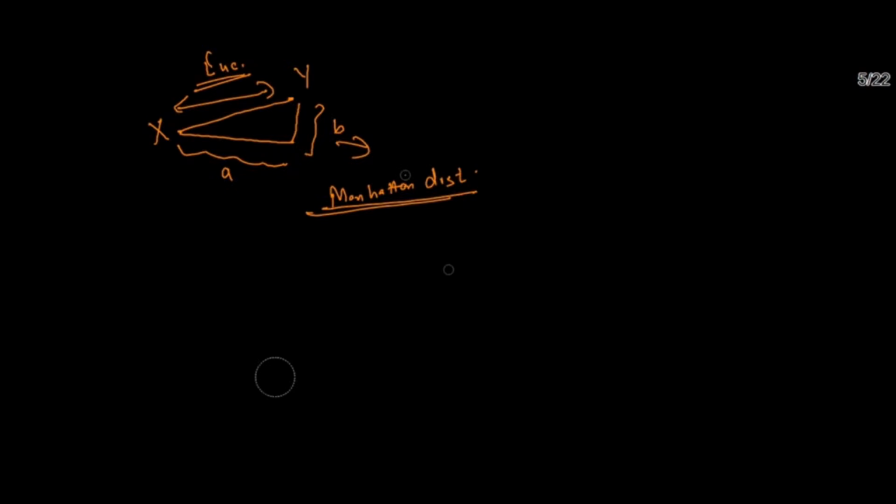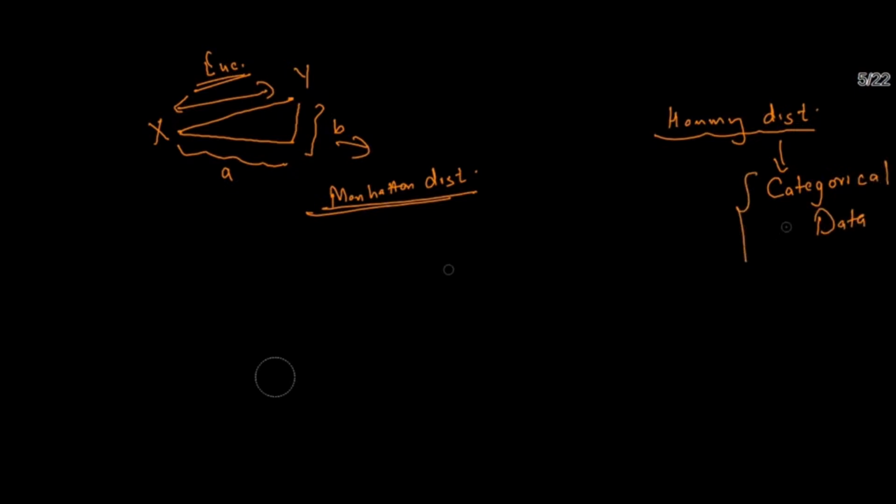We have something known as Hamming distance, which we are all going to cover in our later sessions. That we will basically use in terms of categorical data. So whenever we have to compute distance between some categorical data, in such types of use cases we have to use something known as this Hamming distance. So that's all about the basics of KNN.